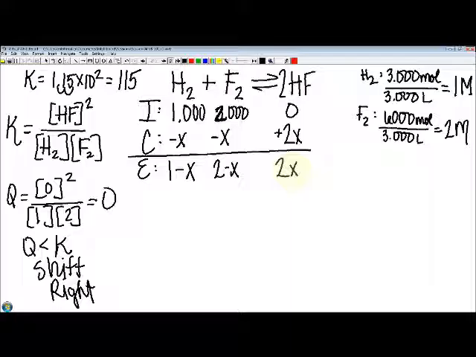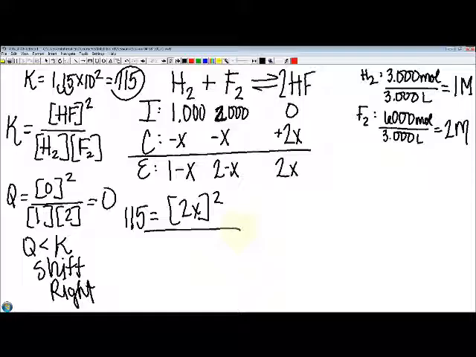Okay, so next step is we need to plug this into our equilibrium expression and solve for x. Solving for the unknown. So I kind of skipped over 5, but now we're on 6. Okay, so we know our K is 115, so we're going to plug that in, is equal to HF squared, so we have our 2x quantity squared, over 1 minus x times 2 minus x. Okay, so now we have to do some algebra to solve for this.